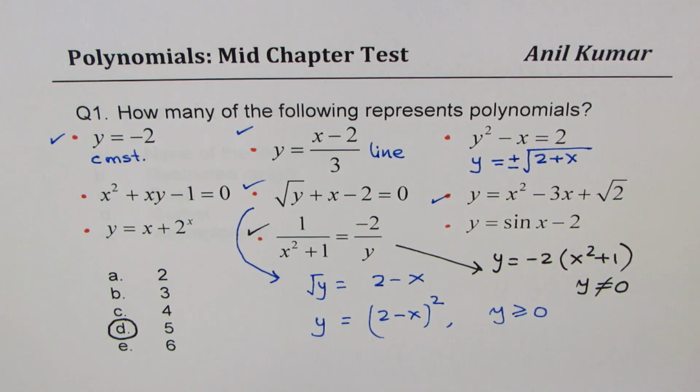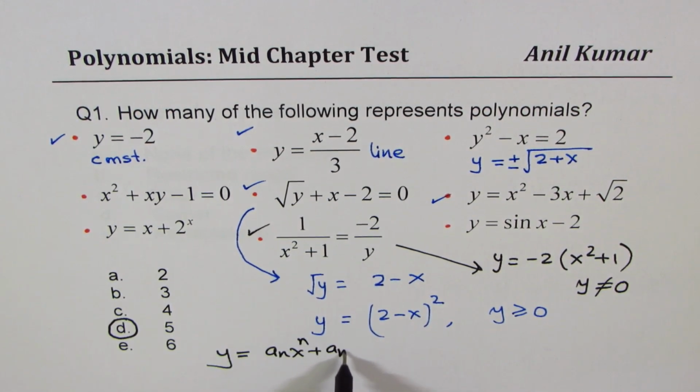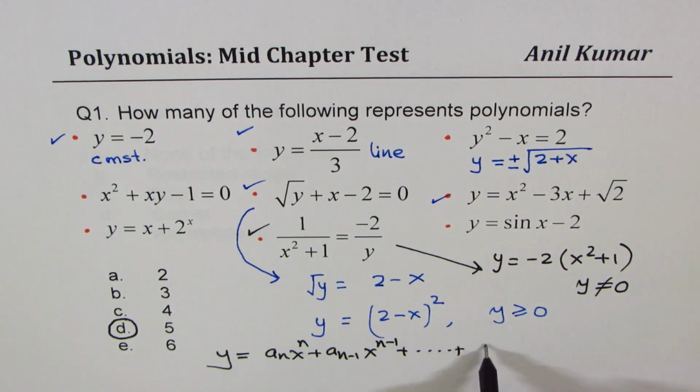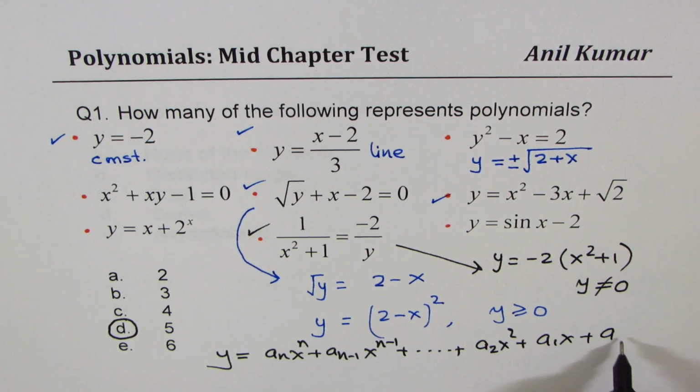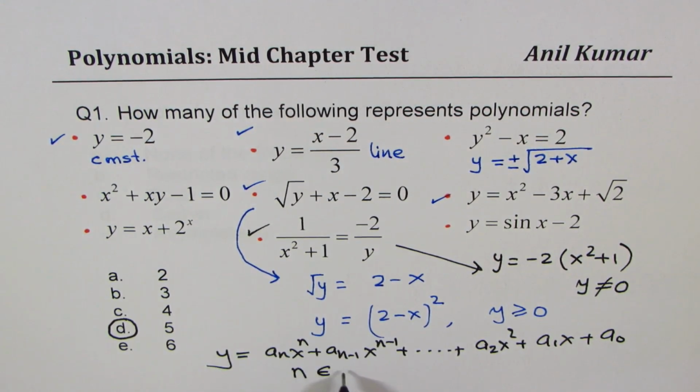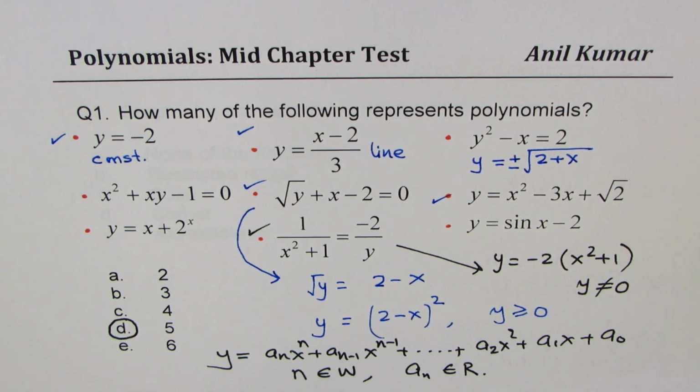You need to rearrange and check for yourself whether you could write a polynomial function as an x to the power of n plus an minus 1 x to the power of n minus 1 plus and so on, let's say a2 x squared plus a1 x plus a0, where n belongs to whole numbers, right? It could be 0, right? And an belongs to real numbers. So that is polynomial. Perfect.